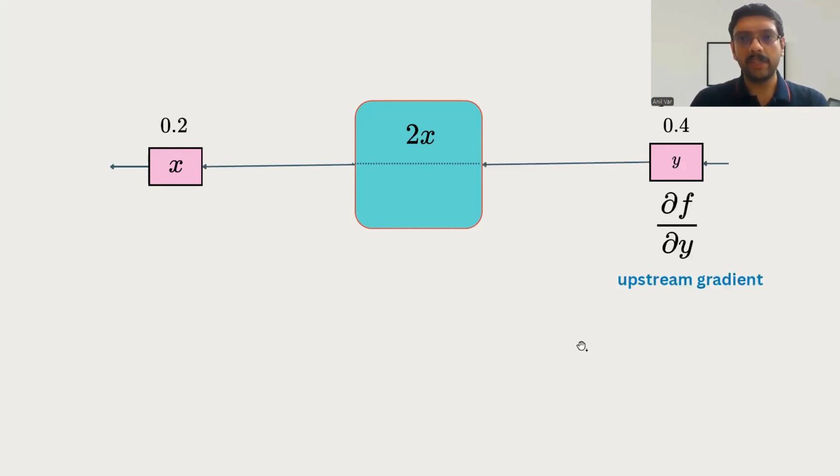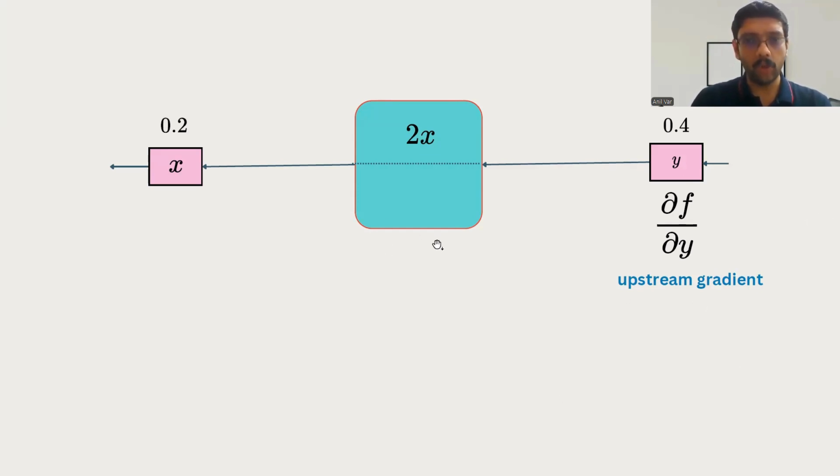Now, to compute the sensitivity, we do what is called the backward pass. So from the node ahead, we say f is the output of this entire graph. We say we are passed back the sensitivity of f with respect to this value y. Now, what we have is ∂f/∂y, which has been passed back. We're going to call that the upstream gradient.